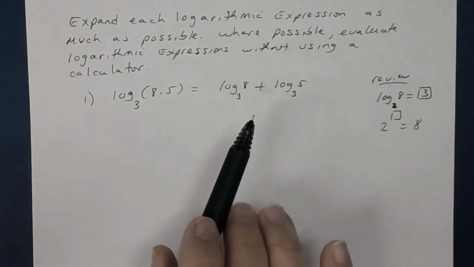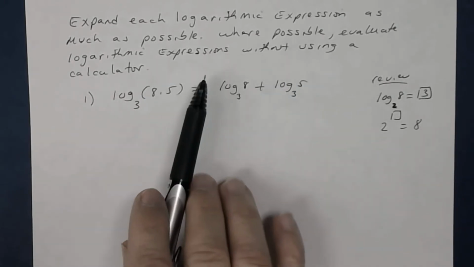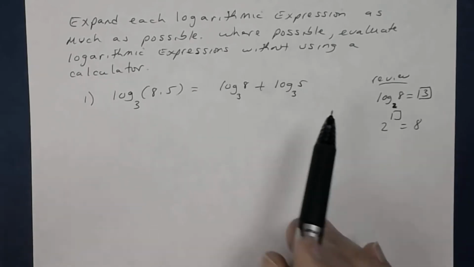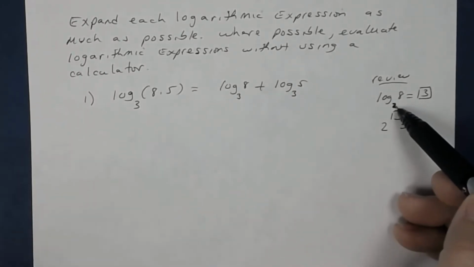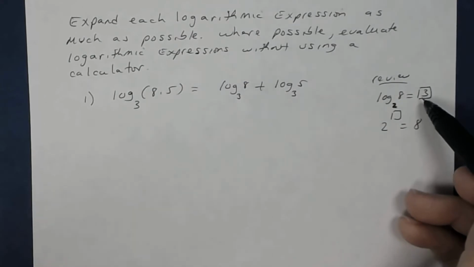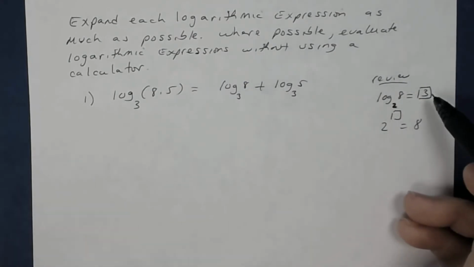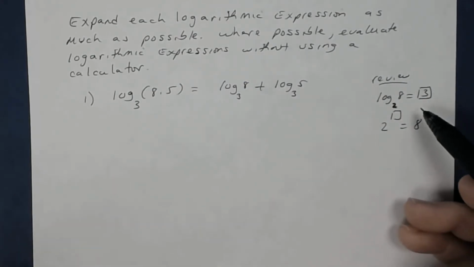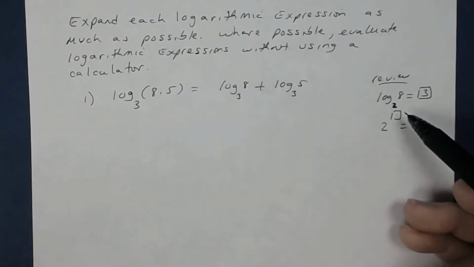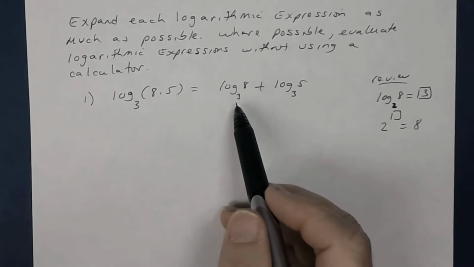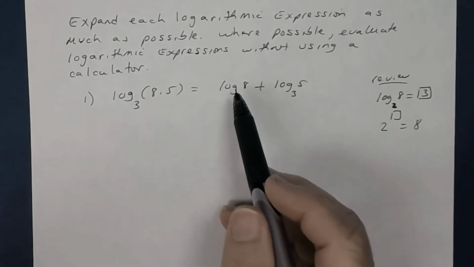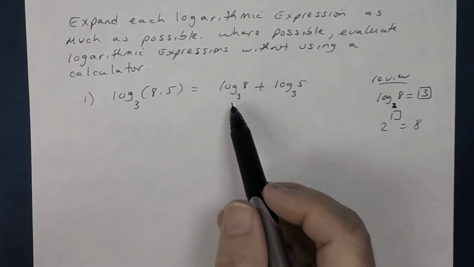Now, remember, you want to evaluate without using the calculator. So without using the calculator, think about 2 to what nice number is 8? So 2 to the third power is 8. I can easily do this, right? So think about, is it easy to figure out without using a calculator? So is this easy to figure out without using a calculator? 3 to what power is 8? That's not easy. You need a calculator for that.